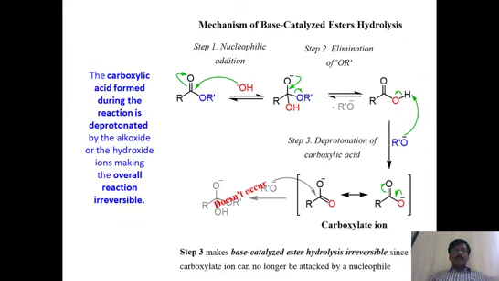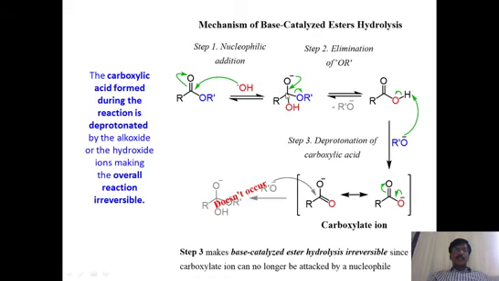Look at the other way, the base catalyzed mechanism. How does this proceed? In step 1, a nucleophilic addition type reaction takes place, and in step 2, elimination of OR dash takes place. Here, the carboxylic acid formed during the reaction is deprotonated by the alkoxide ion. Base catalyzed means the reagent is the base OH minus. This attaches to the carbonyl carbon. In the previous case, the acid proton is attached to oxygen, but here the base comes and attaches to the carbonyl carbon.